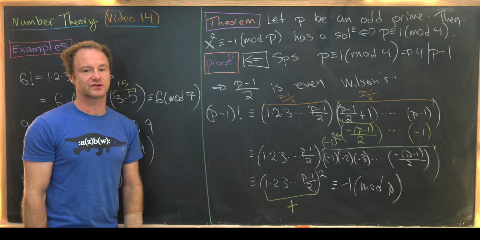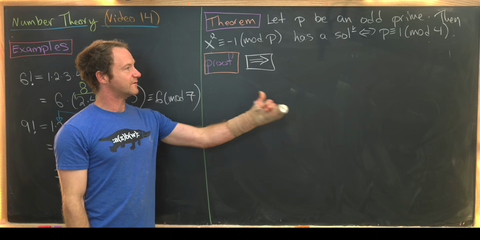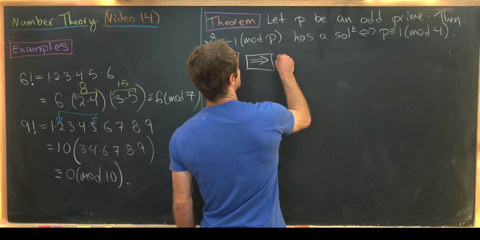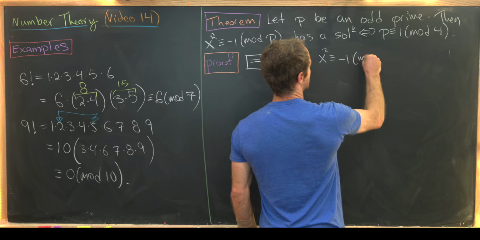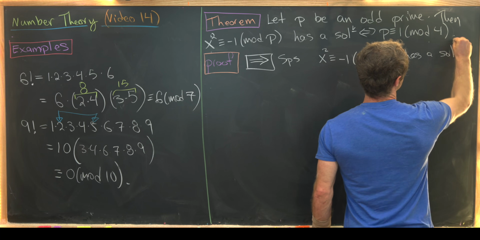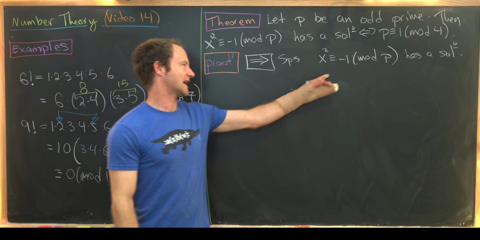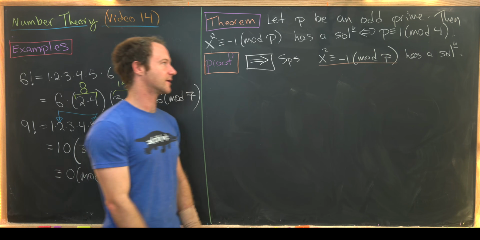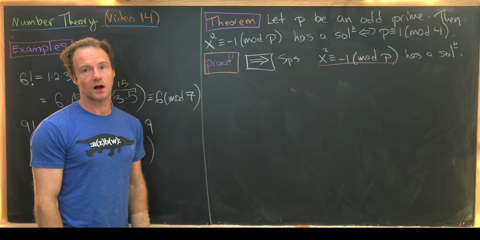Okay, so we finished this direction. So now let's look at the other implication. So we finished the reverse direction. Now we're ready for the forward direction. So let's suppose that x squared congruent to minus 1 mod p has a solution. Which solution? Well, we'll just call that solution x. So just to reiterate, x is a solution to our congruence.